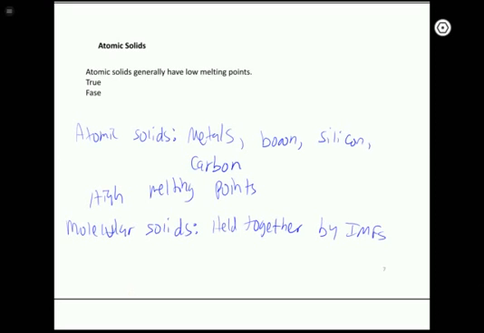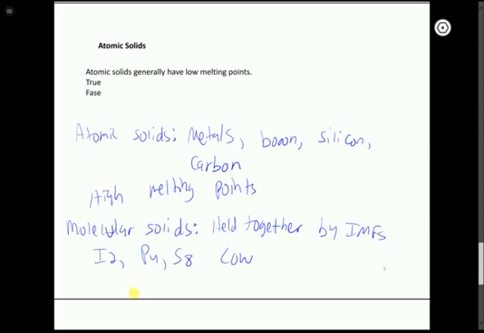Now some elements are molecular solids as well, the ones that are diatomic, like I2, or polyatomic like P4 or S8. These are molecular elements, and they exist as solids at room temperature, but they're held together very weakly by very weak dispersion forces, so they're going to have low melting points. So whatever type it is, they tend to have low melting points.